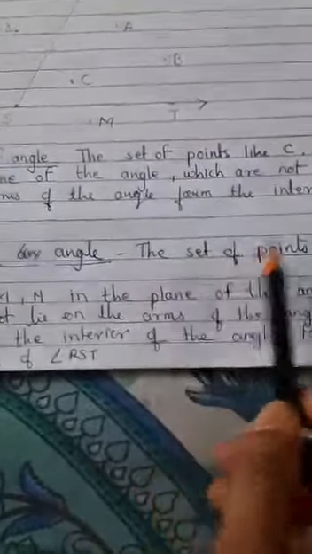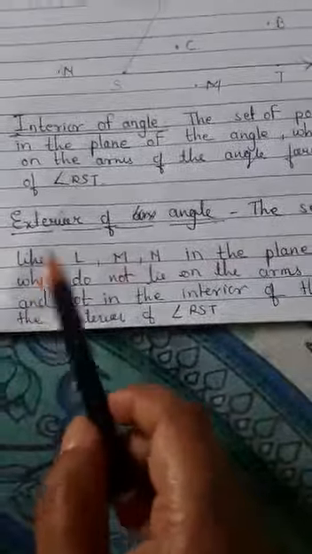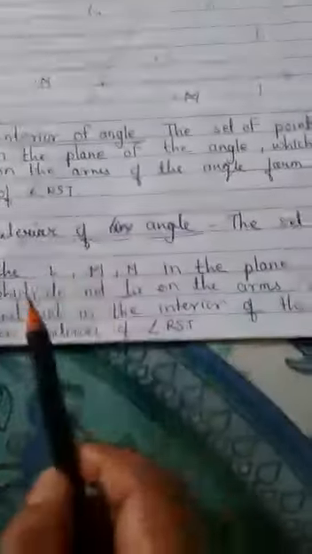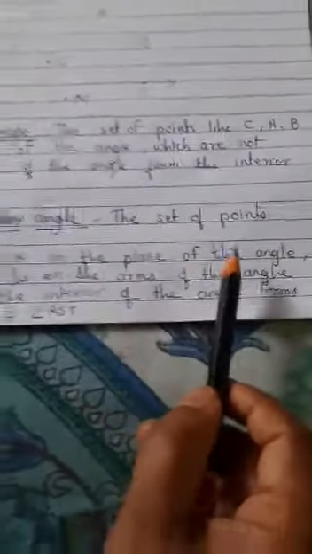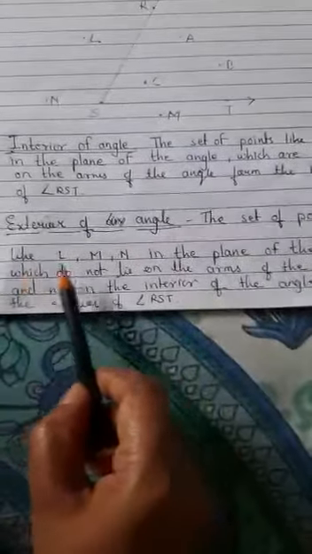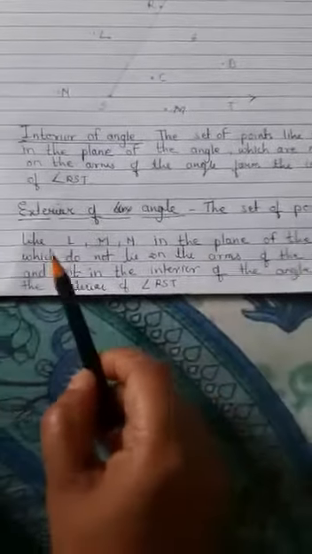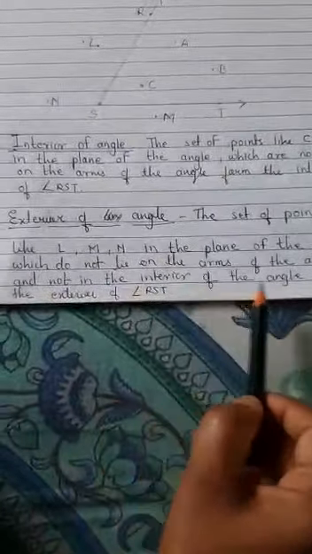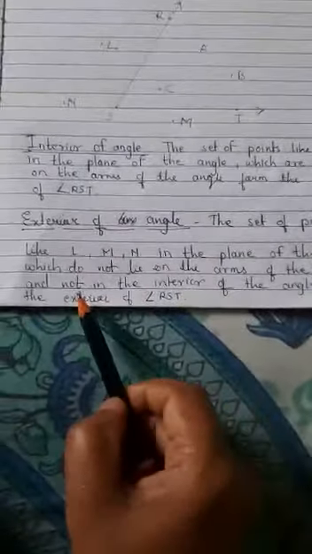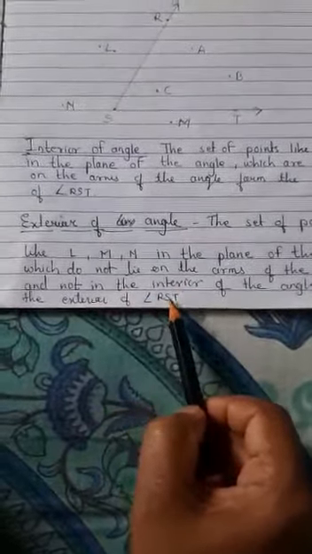So let us see the definition of it. The set of points like L, M, N in the plane of the angle which do not lie on the arms of the angle and not in the interior of the angle forms the exterior of angle RST.